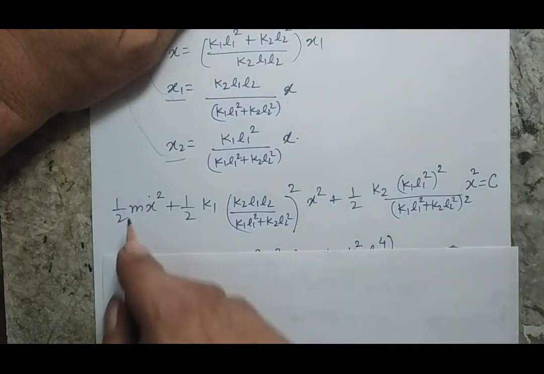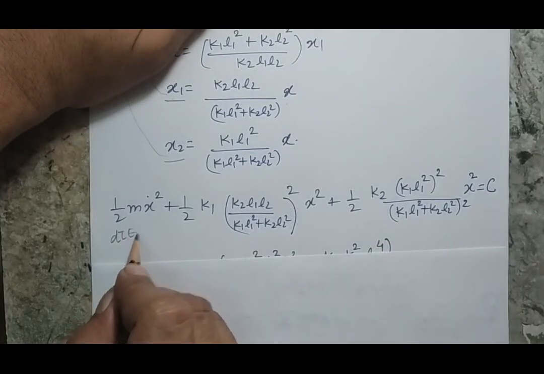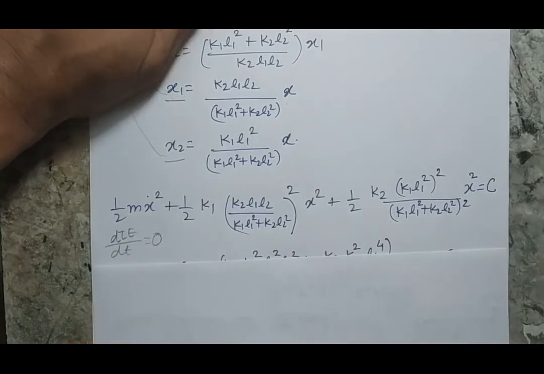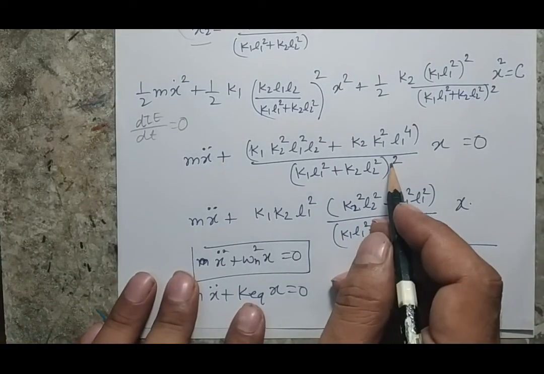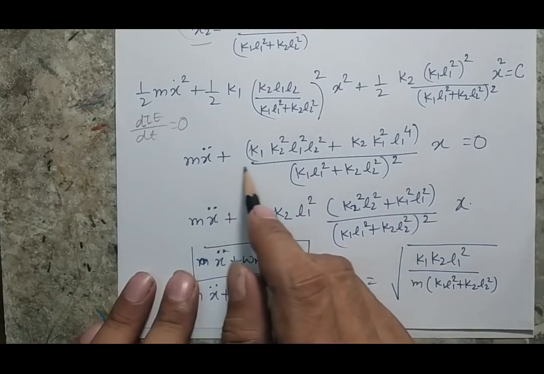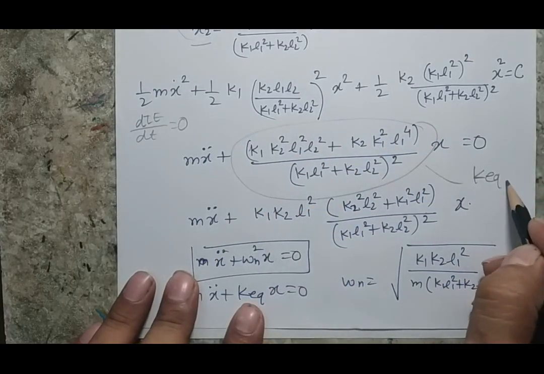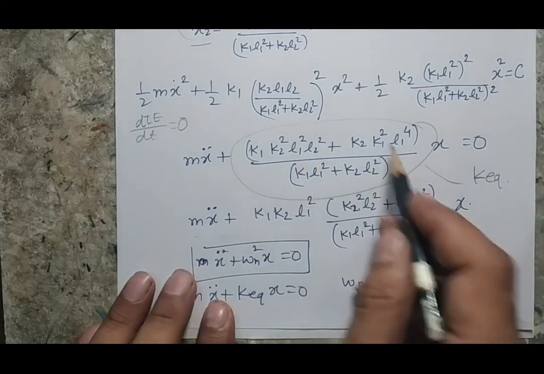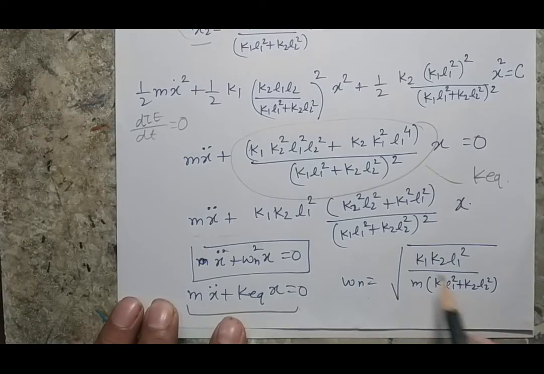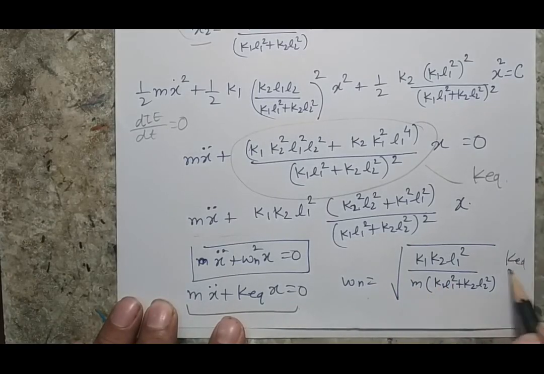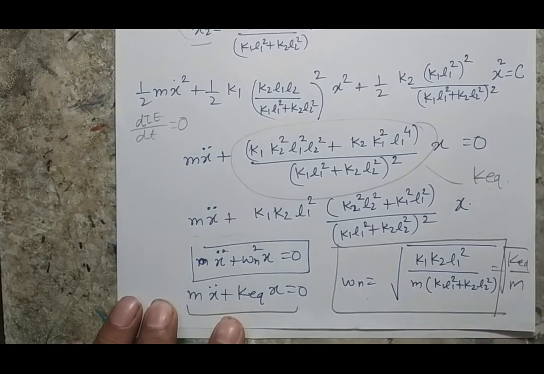If I differentiate the total energy with respect to time and put it to 0, finally I get this expression. This is my final expression, and I know this is a simple harmonic equation where this value represents k equivalent. When I rearrange all the terms, finally I get this expression, and my natural frequency will be the square root of k equivalent by m. So my expression for the natural frequency of this system will be this. Thank you.